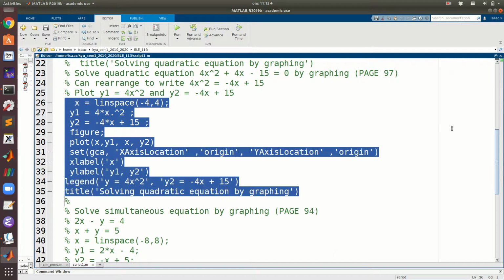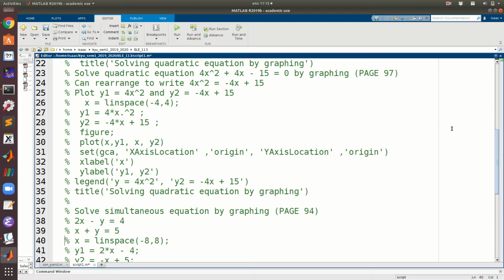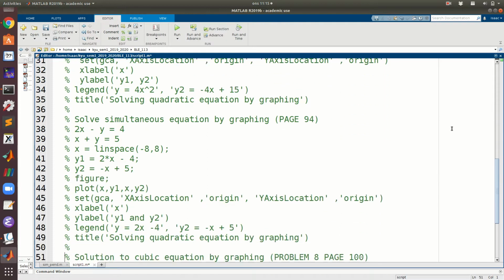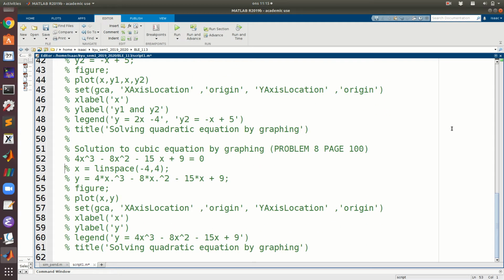Remember I said we put the percentage signs here to tell MATLAB don't run whatever is there. So we want to find the solution to the cubic equation by graphing. This is problem 8 on page 100, and that is the cubic equation which is on that page. And then no prizes for guessing what all these are.